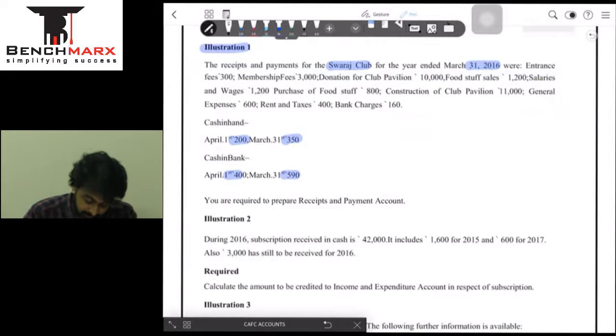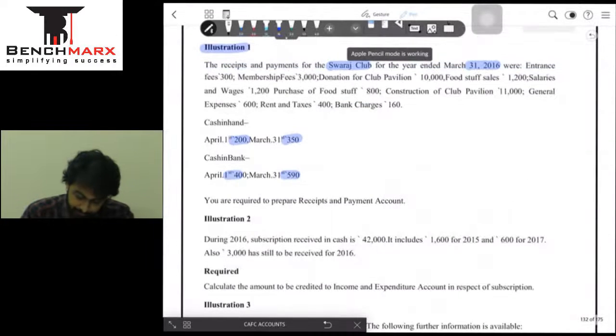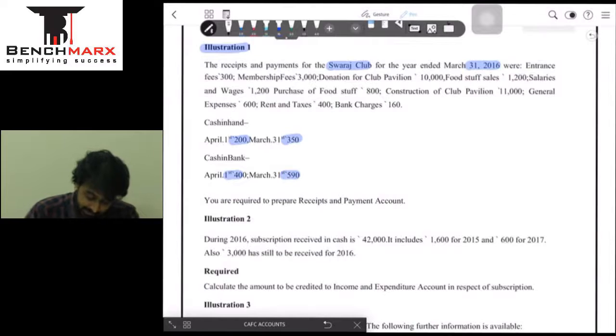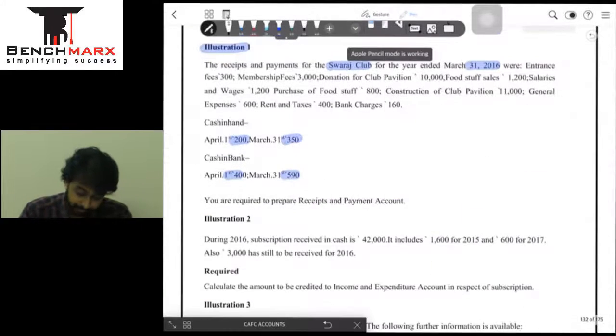Then we have general expenses 600. So again payments. By general expenses 600. That has also gone. Then we have rent and taxes 400. It's a cash outflow. By rent/taxes 400. That has also gone.